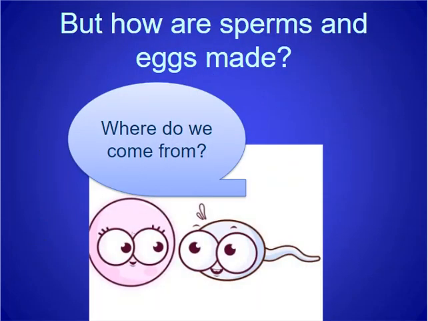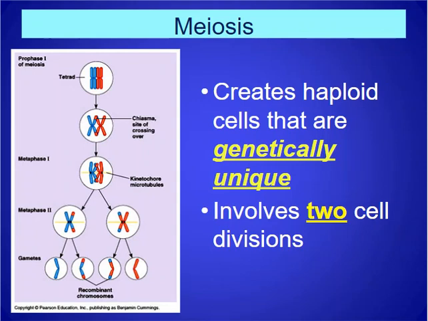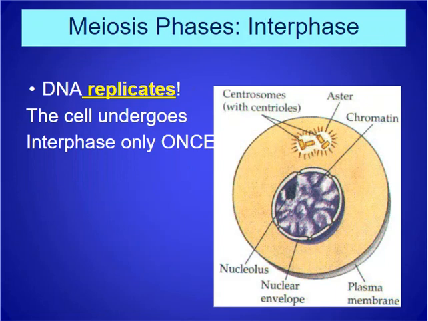So, how are sperm and egg made? Where do they come from? Well, they're made by the process of meiosis. Meiosis is a lot like mitosis, except double it, right? Because meiosis creates half cells that are genetically unique. Every egg a woman produces, or every sperm a male produces, is different from another one. That's because meiosis involves two divisions.